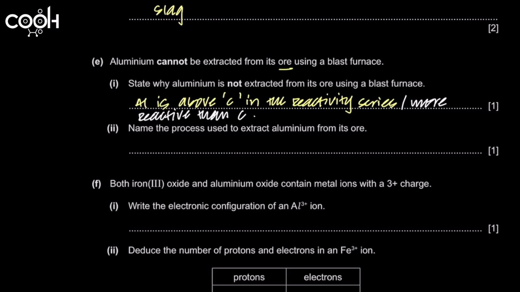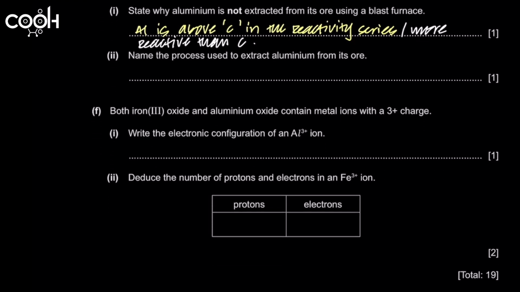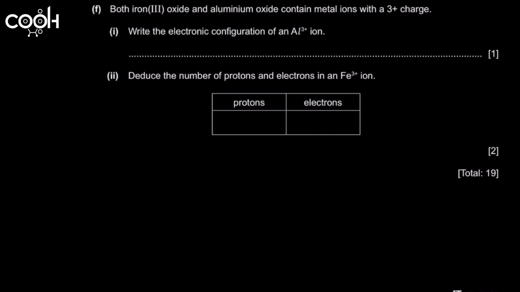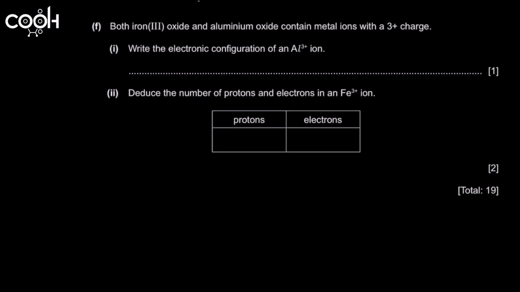Done. Now it says name the process used to extract aluminum from its ore. What's the process called? That's why we perform electrolysis. We perform electrolysis, right? Molten aluminum oxide, and we add cryolite to it, all of that good stuff. Both iron 3 oxide and aluminum oxide contain metal ions with a 3+ charge. Write the electronic configuration of the aluminum 3+ ion.